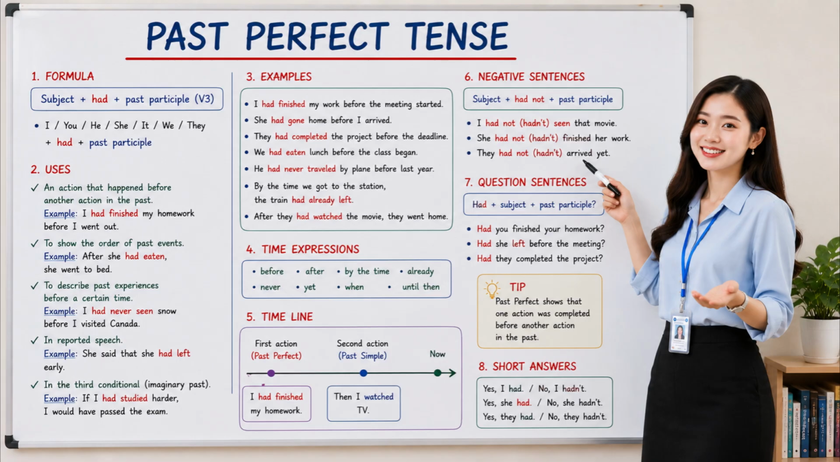She explained that she had completed the assignment. 5. The third conditional, imaginary past situations. The past perfect is used when talking about unreal situations in the past.